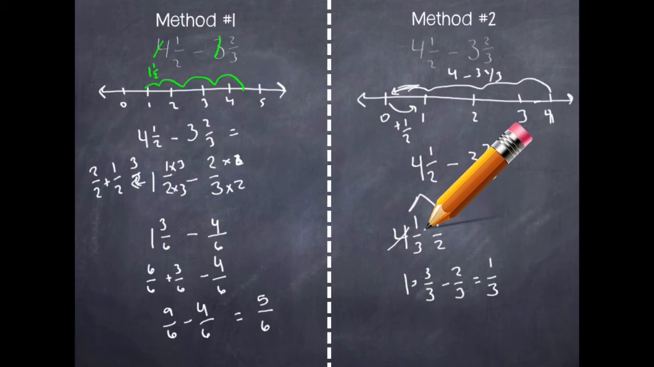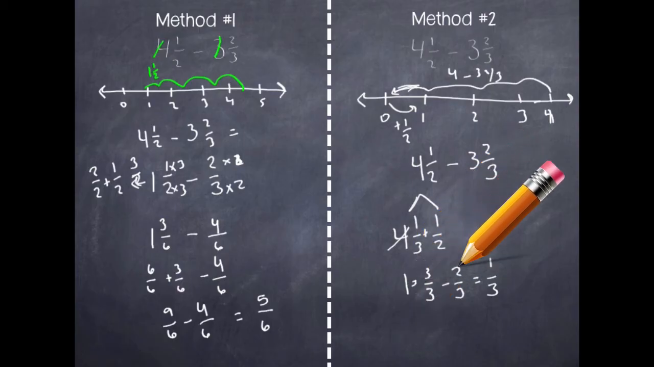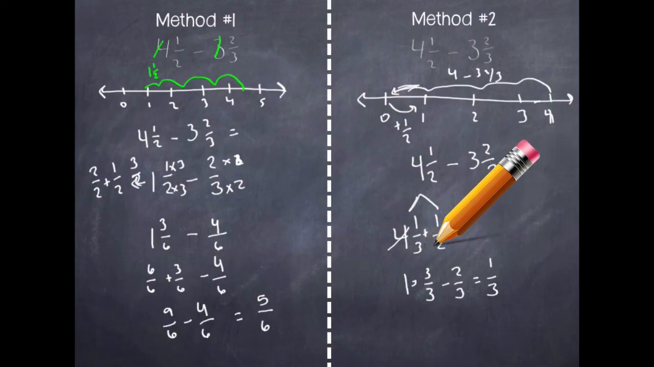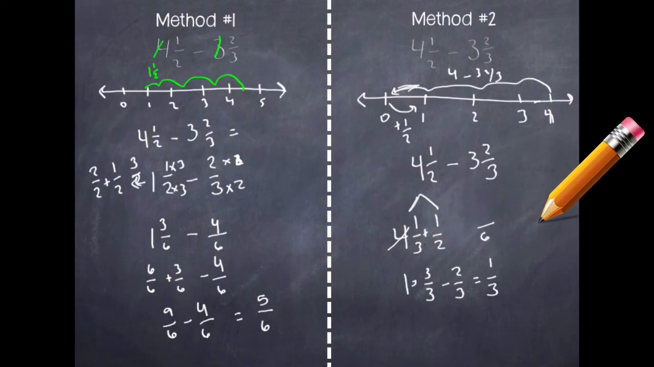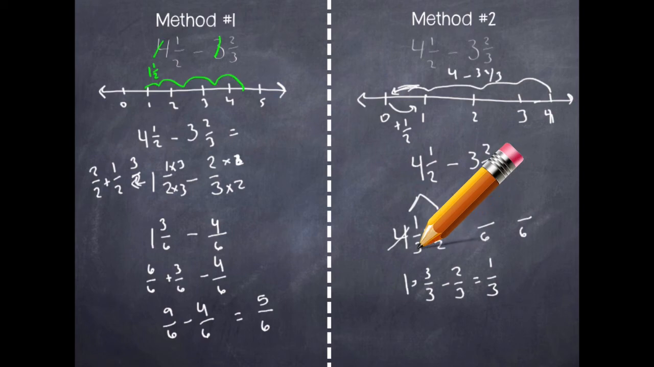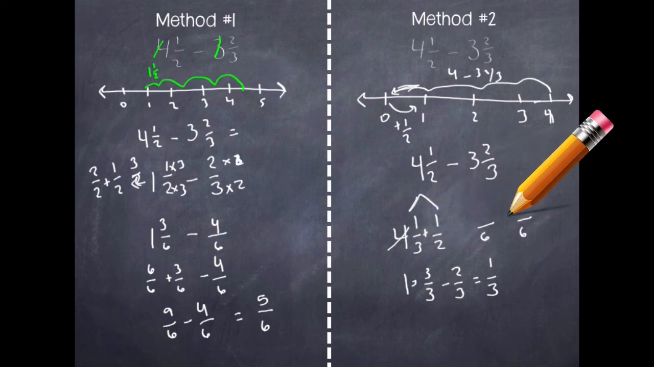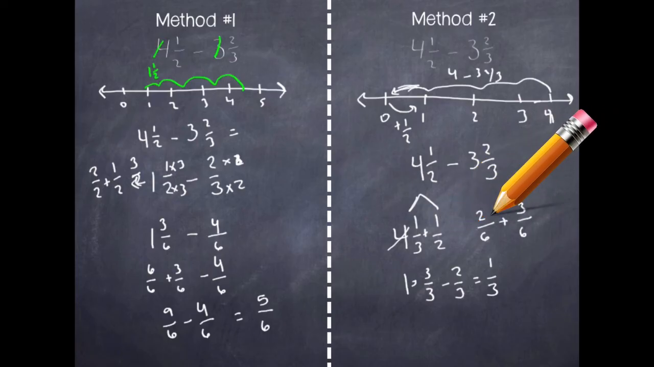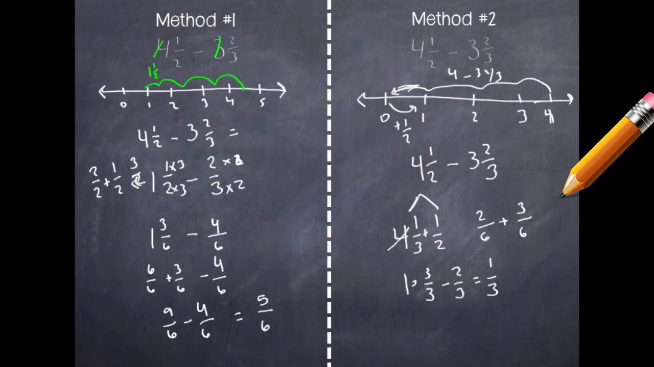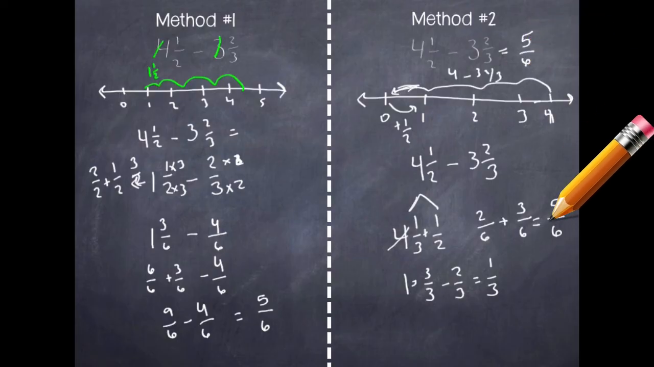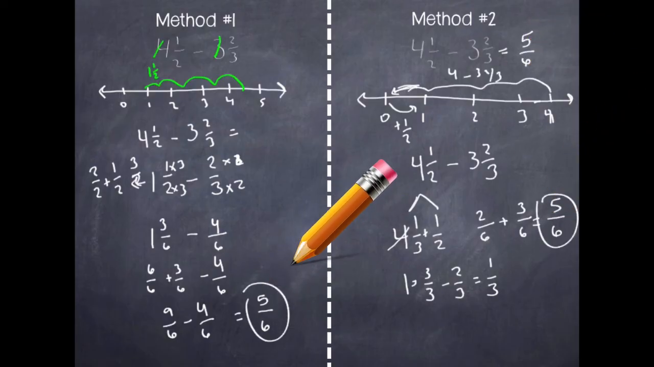Now I'm going to have to add my 1/3 and my 1/2 together. Common denominator here would be 6. 3 times 2 gives me 6, 1 times 2 is 2. 2 times 3 gives me 6, 1 times 3 is 3. And 2 plus 3 is 5/6. Same thing here. We are golden.